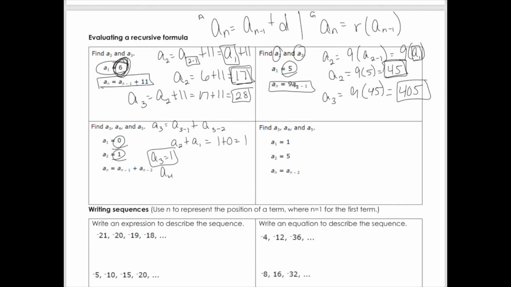Alright, we need to find A4. A4 minus 1 plus A4 minus 2, same thing as A3 plus A2. A3 is 1 plus A2 is 1, which is 2. So A4 is 2. Then you need to find A5. 5 minus 1 is A4, 5 minus 2 is A3. A4 is 2. A3 is 1. So A5 is 3. All right.